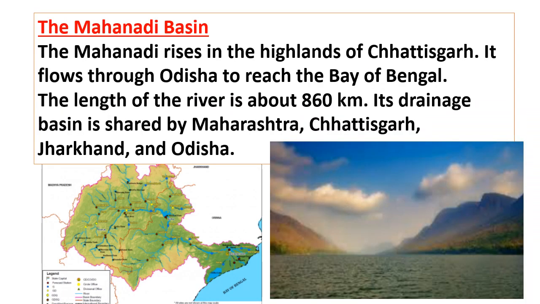The Mahanadi Basin. The Mahanadi rises in the highlands of Chhattisgarh. It flows through Odisha to reach the Bay of Bengal. The length of the river is about 860 km. Its drainage basin is shared by Maharashtra, Chhattisgarh, Jharkhand, and Odisha.